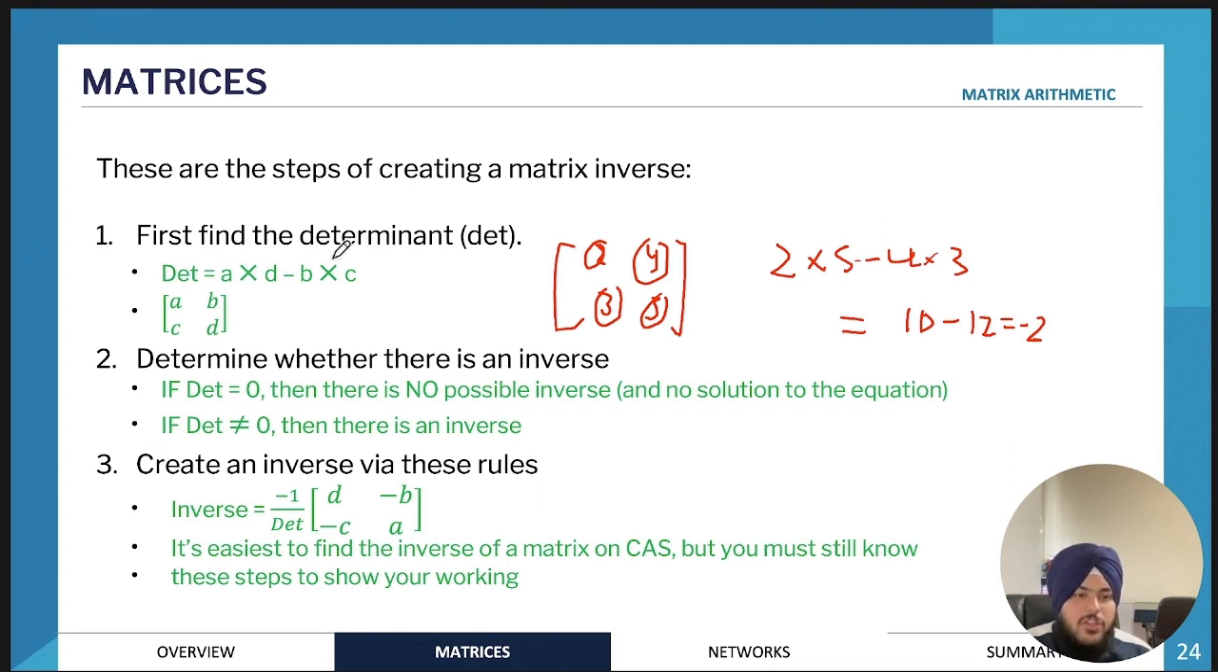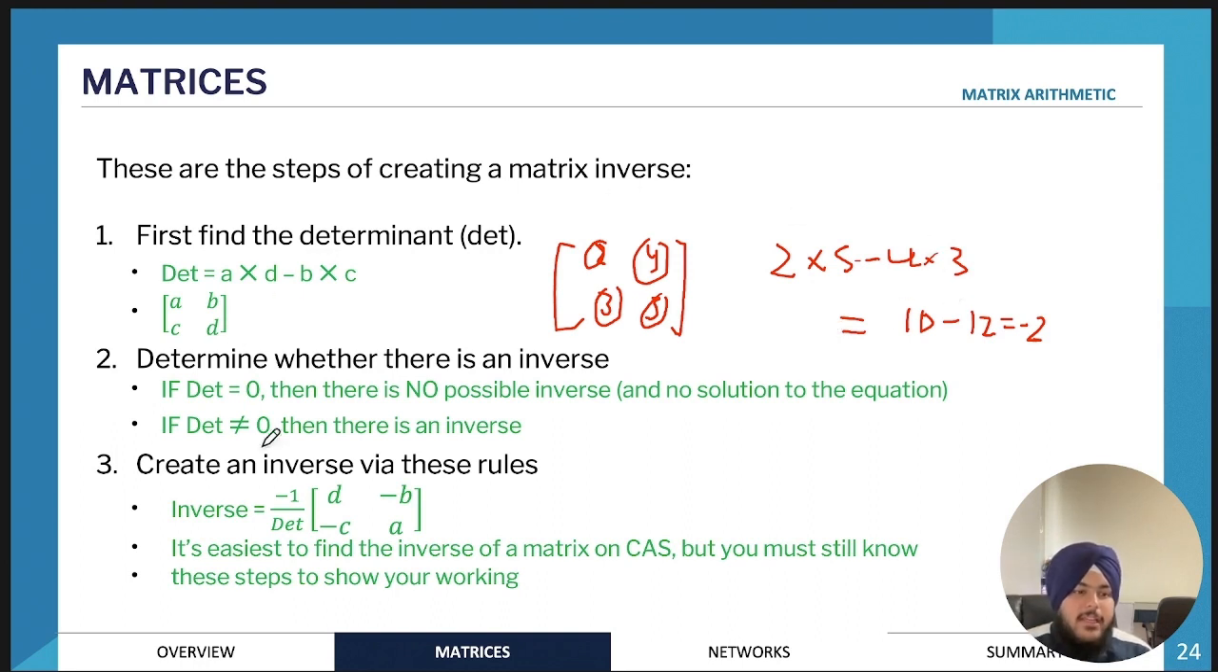So once you've found the determinant, there's two things that you need to identify. The first thing you need to look out for is if the determinant is equal to 0. If the determinant is equal to 0, that means the inverse does not exist. And if the inverse does not exist, that means the equation can't be solved.